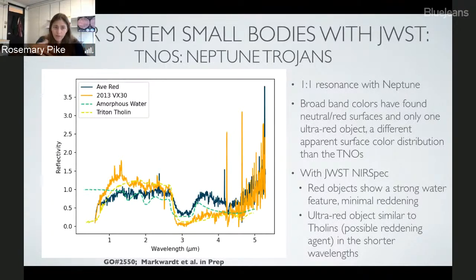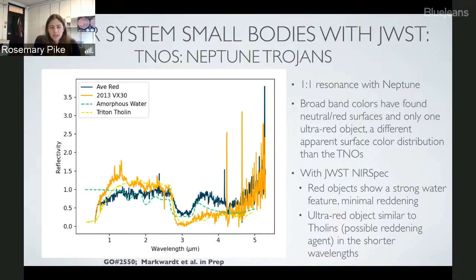So as we move a little farther out from the centaurs, we get to the Neptune Trojans. So this is the one-to-one resonance with Neptune. And in the one-to-one resonance with Neptune, there's some very interesting, basically the sample of objects is very unusual.